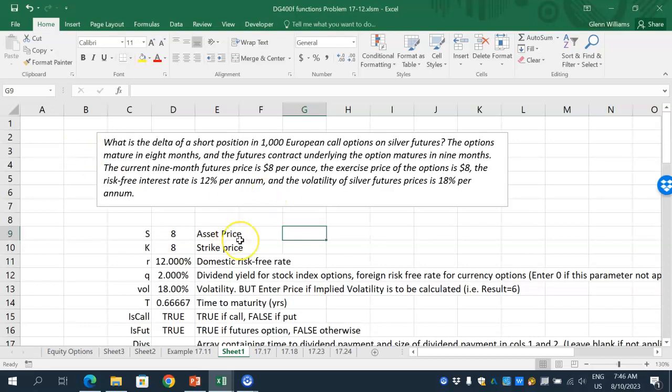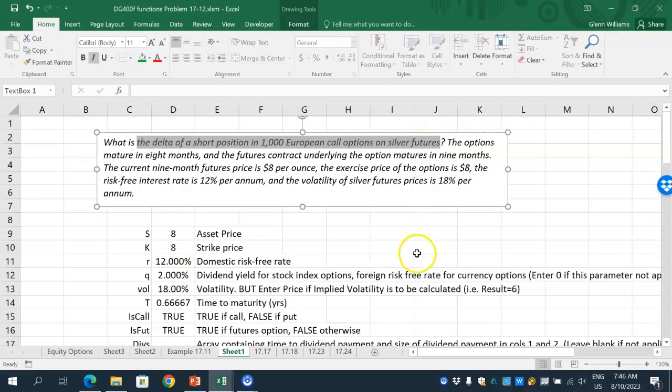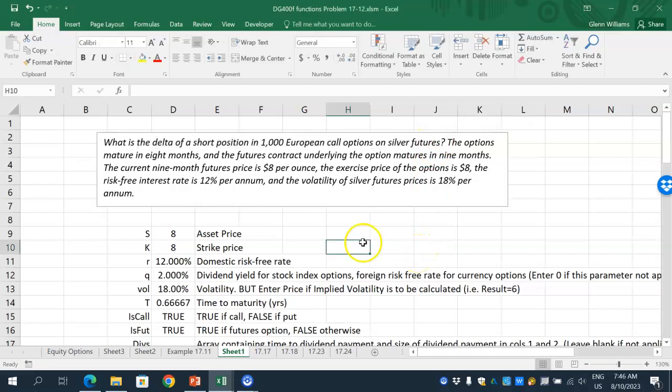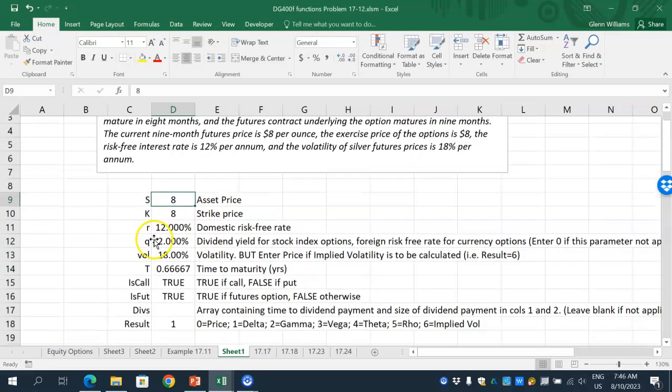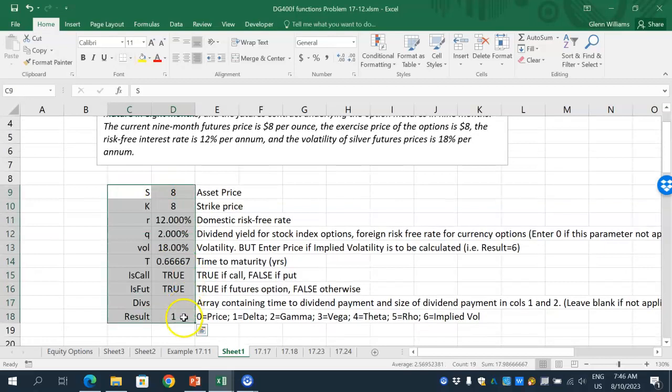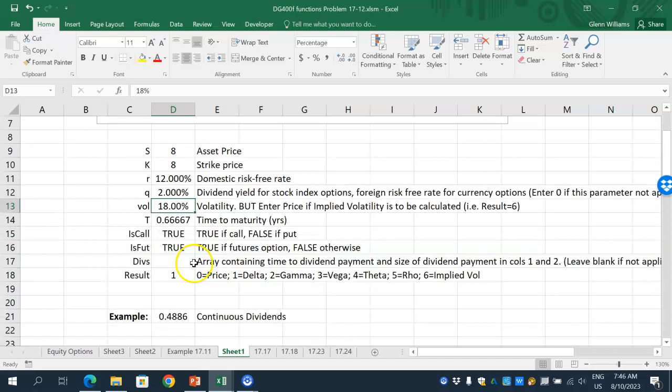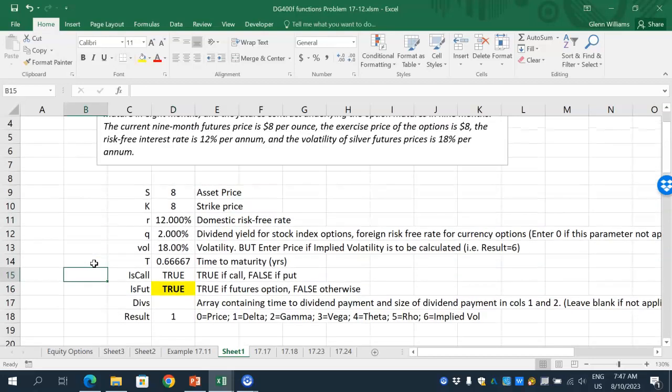So the initial question is, what is the delta of a short position in 1,000 European call options on silver futures? Now notice these are options on futures. So if we're going to use our DerivaGem formulas here to calculate this, we have to remember that it's futures. So I've put in here the is future, and that's true. So we've got an option on the futures contract.